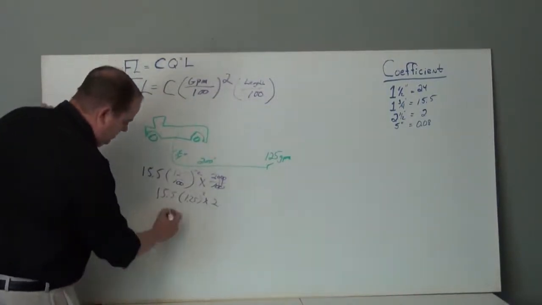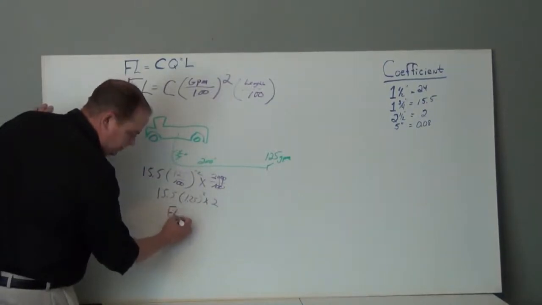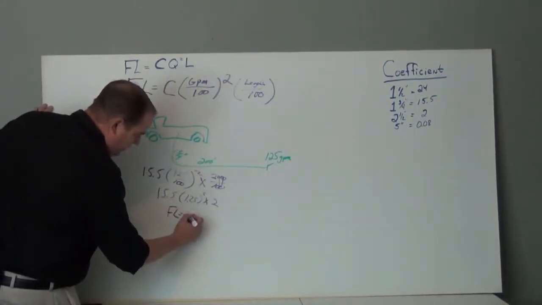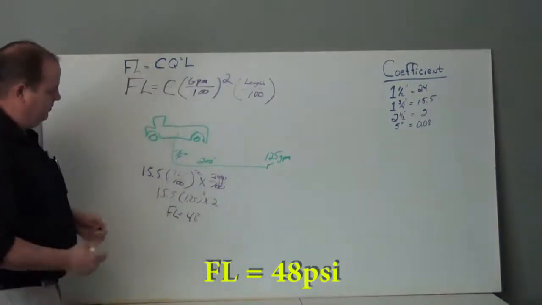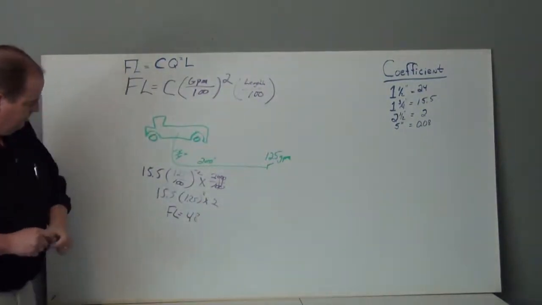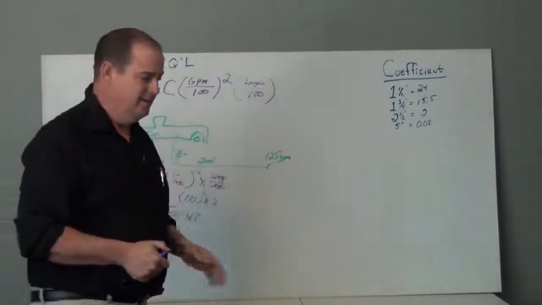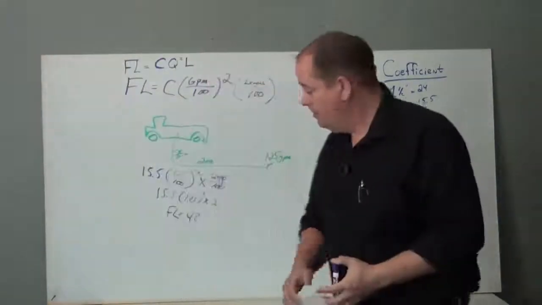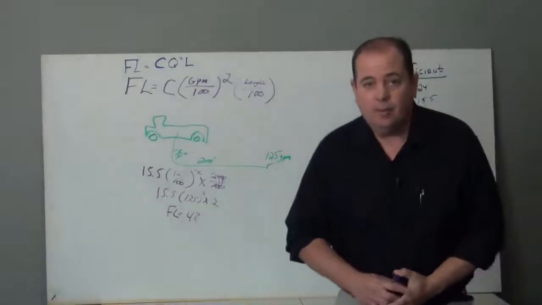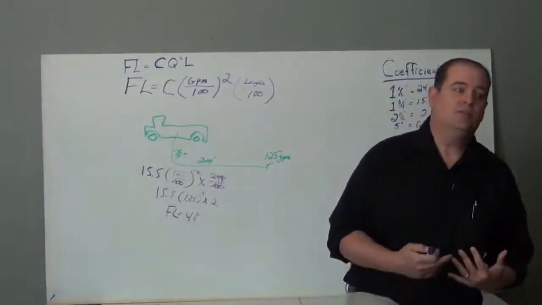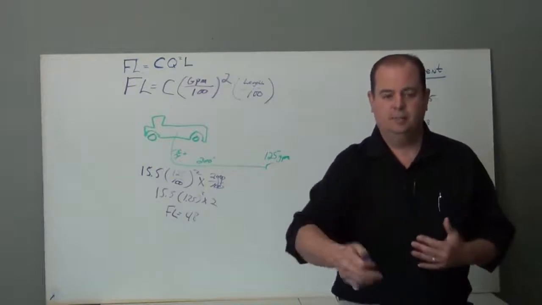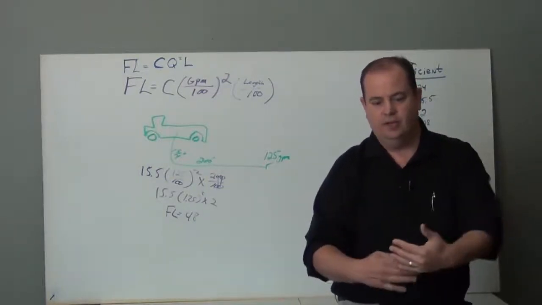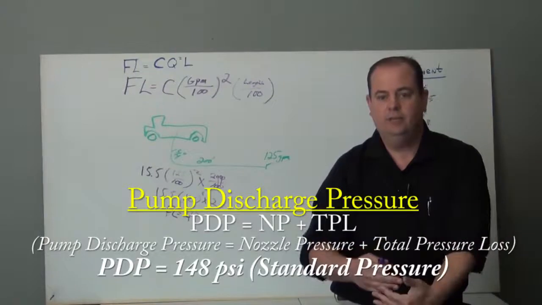And you're going to get something along the lines of 48. Now you'll get 48.4375, but we can't punch that in on the nozzle. So you get 48 PSI that you're losing. So if you're using a combination and you need 100 at the tip, you're losing 48. So you got to add that 48. So you're going to flow 148.